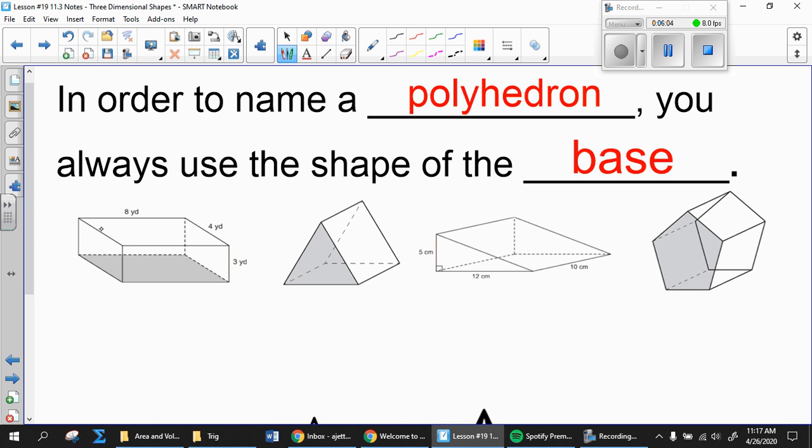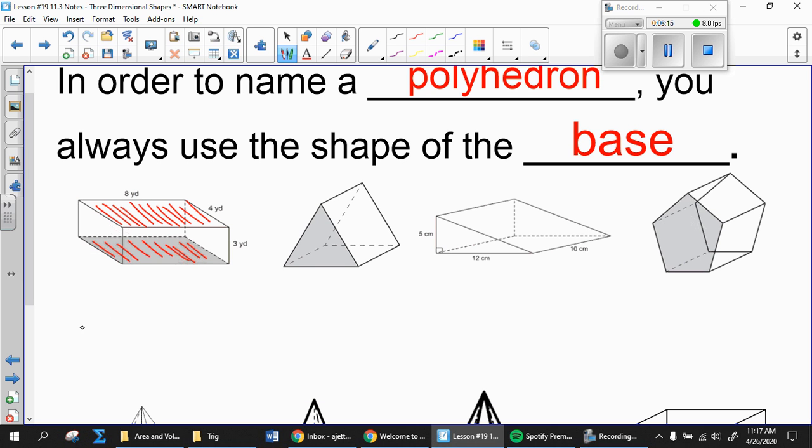So when I look at this here, this shape has two bases. Okay, I'm going to call the bottom one and the top rectangle my bases. So since it has two bases, I know that this is a prism. Now we name it based on the shape of its base. Well, since the base here is a rectangle, this is a rectangular prism.